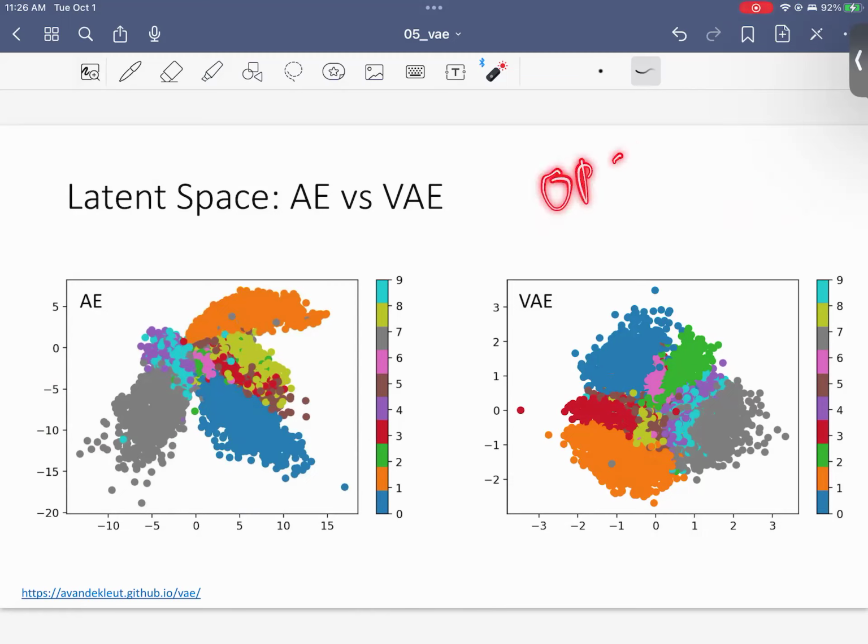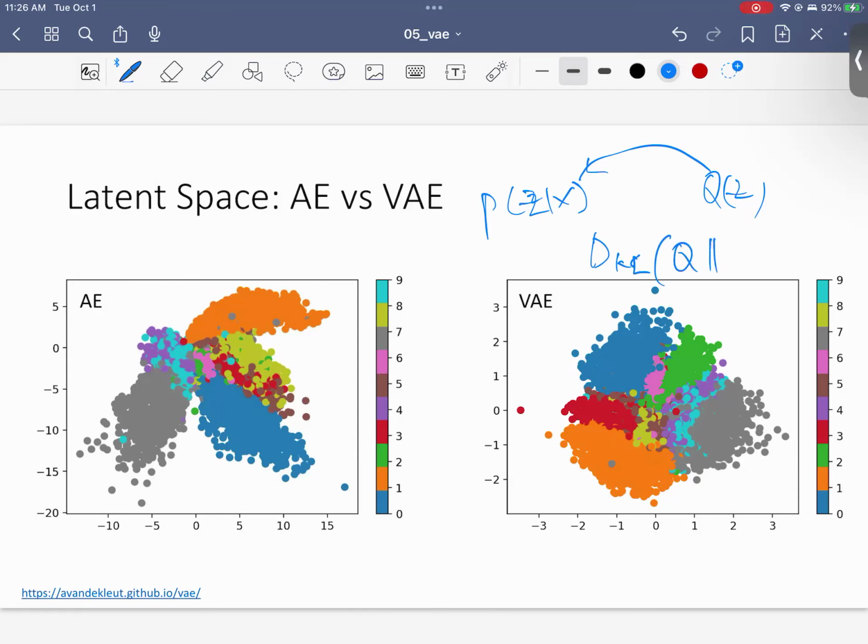So P of z given X is the one thing that we're after, and Q of z is what we're going to use to approximate our objective. And in variational inference, we use DKL QP. Not the other way around, not this one. We're going to use this one, which is reverse KL. All right. Does that answer your question?